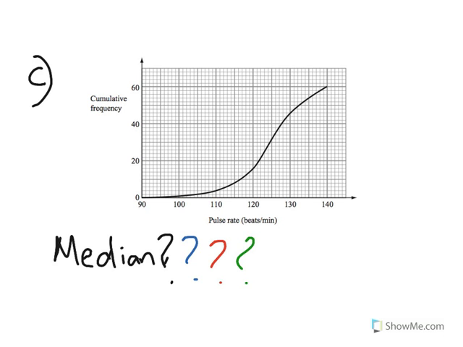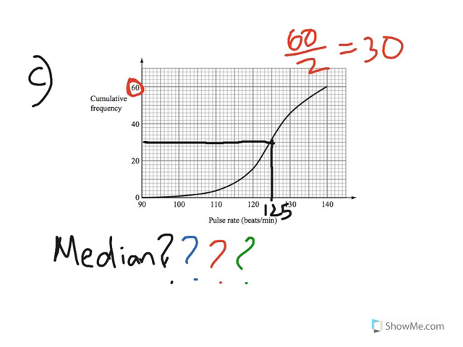In this cumulative frequency graph, it goes up to 60. So all you've got to do to find the median is divide this maximum cumulative frequency by 2, and you'll get 30. Then you find 30 on the y-axis, go straight across to the graph till it touches, and go all the way down. Wherever it hits the x-axis is the median value, and in this case it's 125. So the median pulse rate is 125.